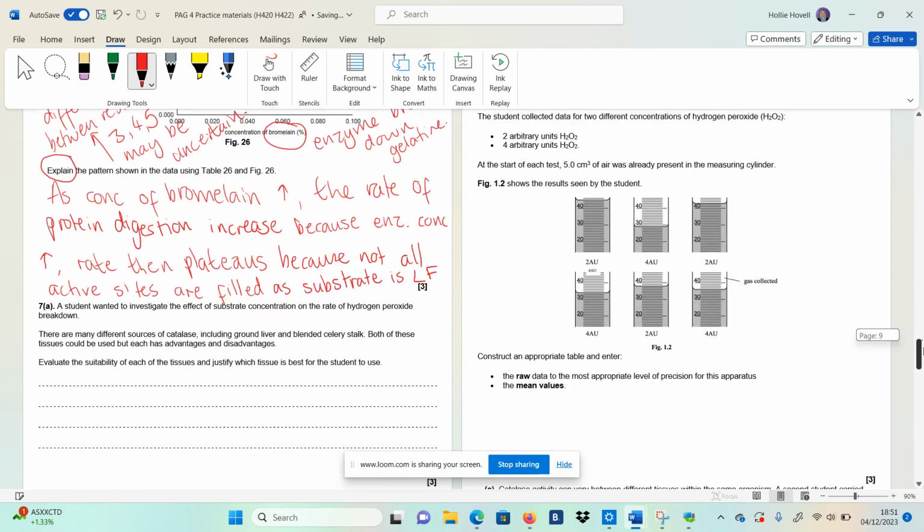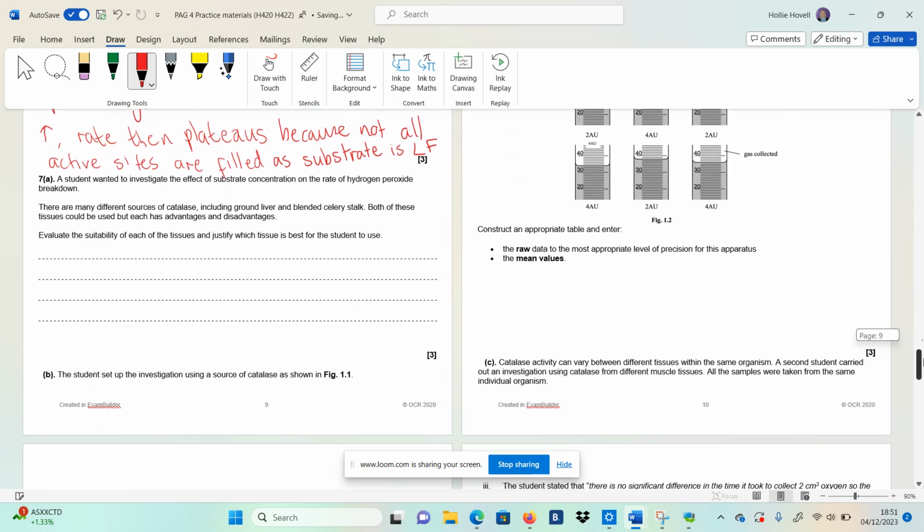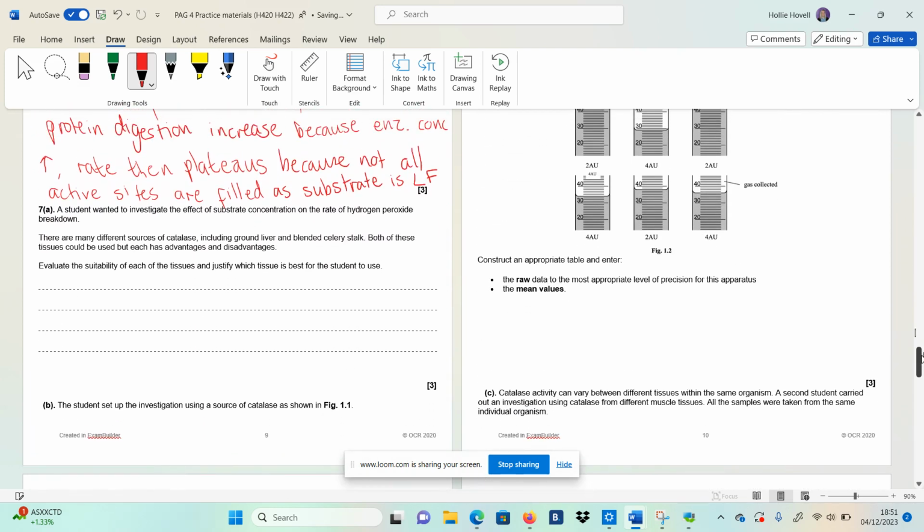Okay, next one. 7. A student wanted to investigate the effect of substrate concentration on the rate of hydrogen peroxide breakdown. So you'll have come across hydrogen peroxide. Use it in experiments from potatoes and from liver. Sorry, we use the enzyme catalase, I should say, from potato and liver, and that catalase breaks down the hydrogen peroxide, which is where you'll have heard of hydrogen peroxide.